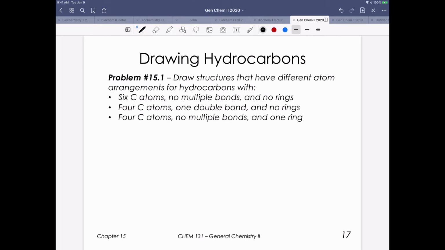All right, so 4 carbon atoms. Let's put them all in a row. 1, 2, 3, 4. Okay, I can put a double bond between the first and the second one. All right, 1, 2, 3, 4. All right, double bond between the second and the third. Oh, 1, 2, 3, 4. Oh, wait. These guys are the same, right? So that's not a new one.